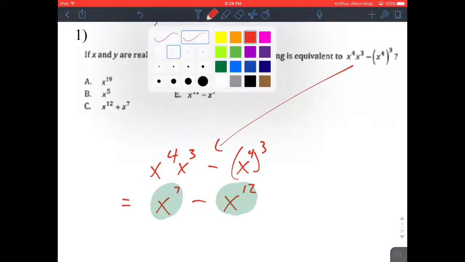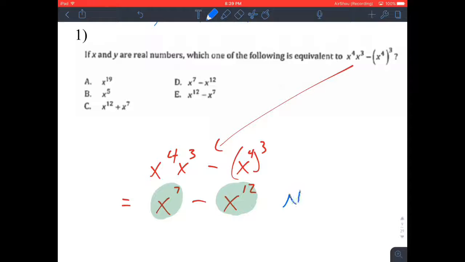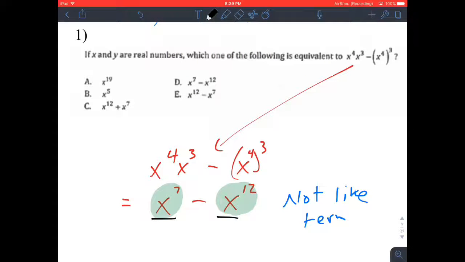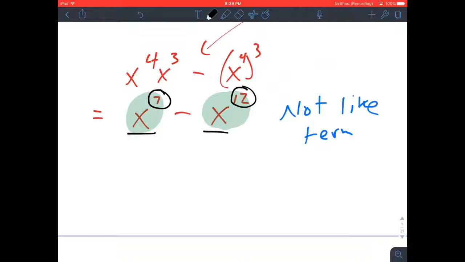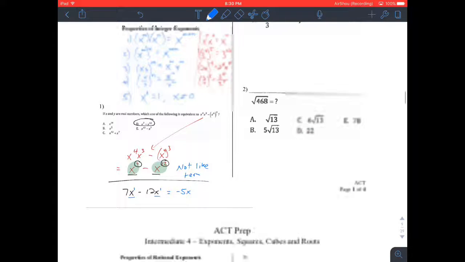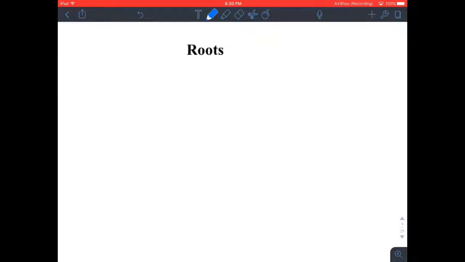You can only combine them when they are like terms. These are not like terms. To be like terms, you need the same base, which they do have. You need the same exponent. They are different exponents. So this is as simple as this can get. It is x to the 7th minus x to the 12th. Just to remind you what like terms is, if this was 7x minus 12x, you can combine those because they have the same base of an x and the same exponent of 1. This would be negative 5x. Another example. Actually, no, let's talk about roots.